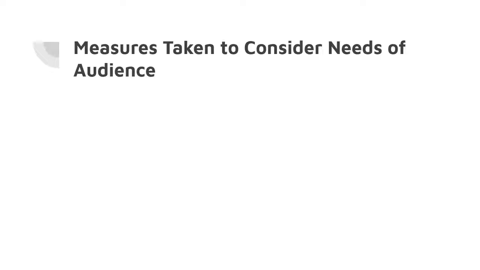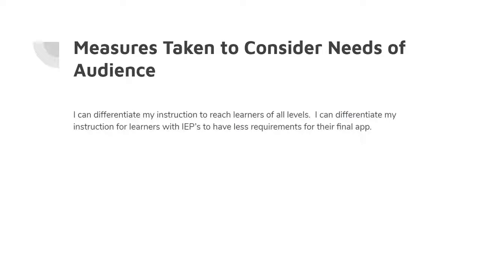Measures taken to consider all the needs of my audience. I can differentiate my instruction to reach all levels of learners. I can differentiate my instruction for learners with IEPs to have fewer requirements for their final app. Also, I created a student learning guide, and my plans for differentiated instruction are here.